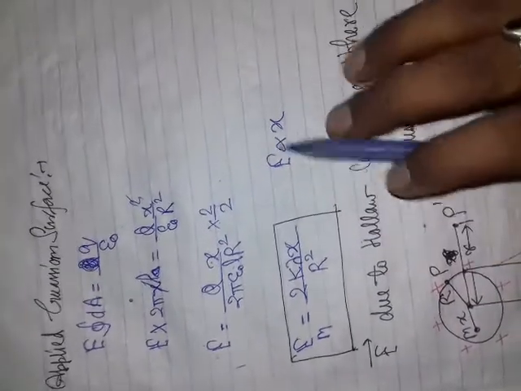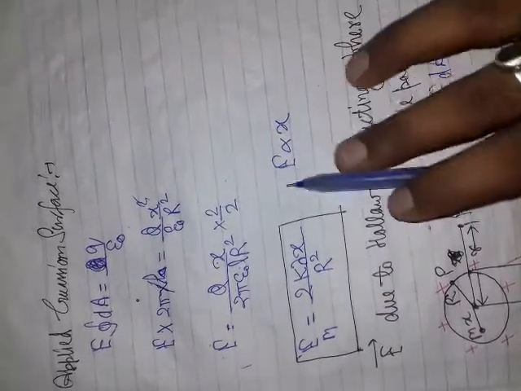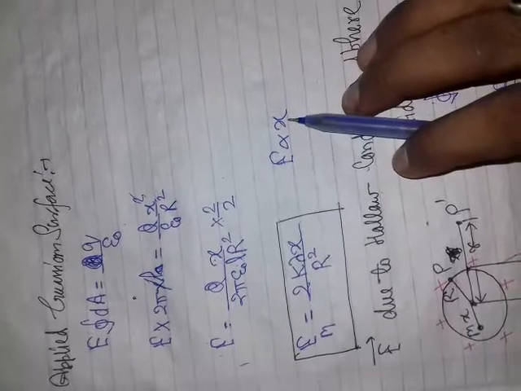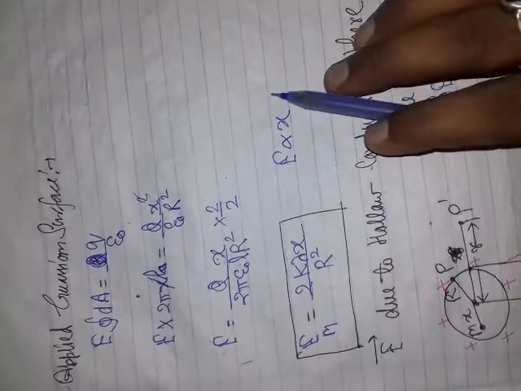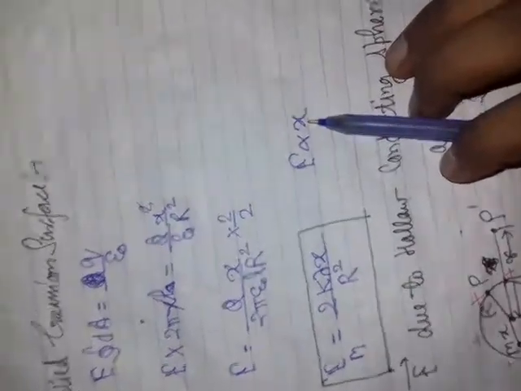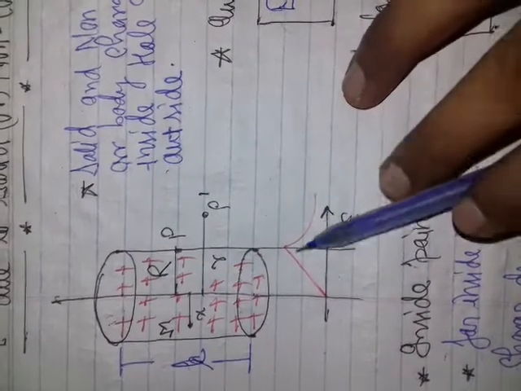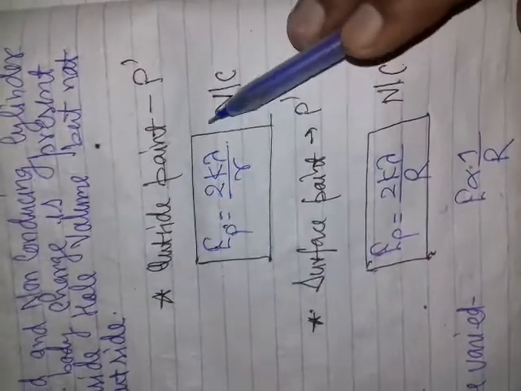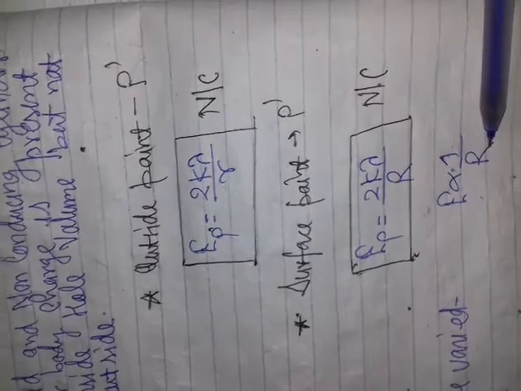That means the electric field inside a cylinder is directly proportional to the distance. As we move from the center to the surface, the electric field value gradually increases according to this equation. When we move outside the cylinder, the values decrease, because at that point the electric field for outside and surface is inversely proportional to the distance from the cylinder.